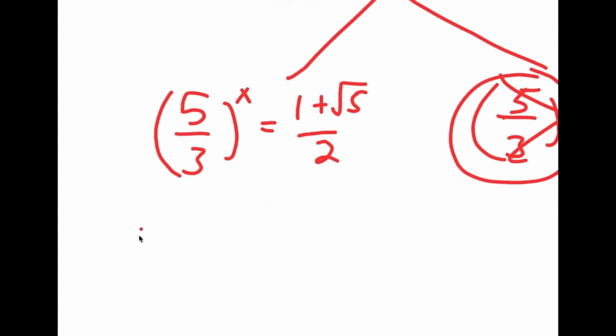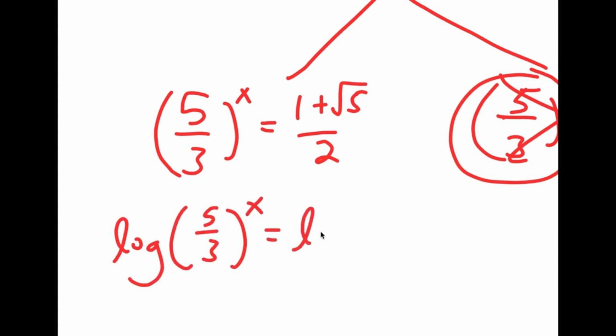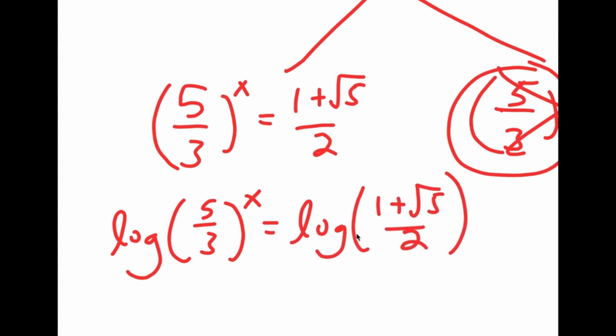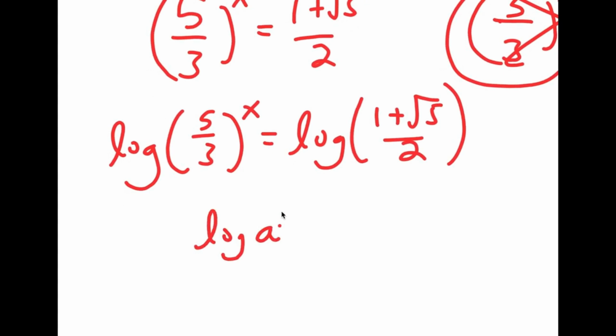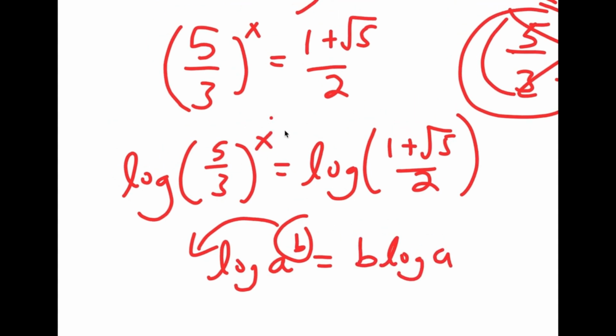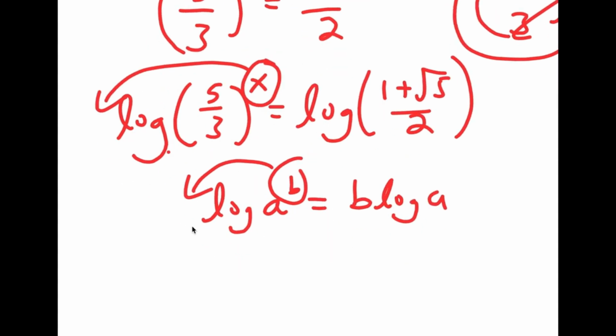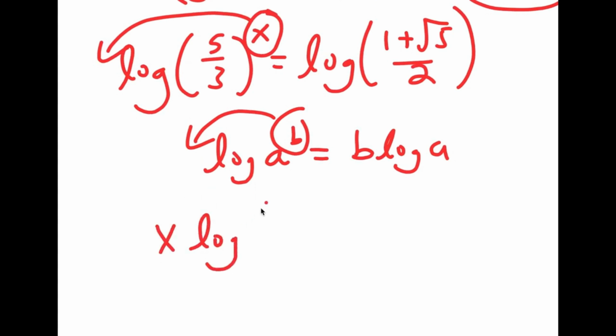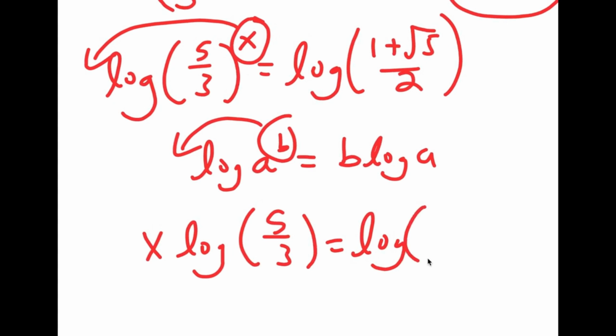Now for 5 over 3 to the power of x is equal to 1 plus the square root of 5 over 2. To solve this, I'm going to first start by taking the log on both sides. So I have log of 5 over 3 to the power of x is equal to log of 1 plus the square root of 5 over 2. And if I have something in the form log a to the power of b, I can move b to the front, so it's going to equal b times log a. So in this case, I have log of 5 over 3 to the power of x, and I can move x to the front, so I get x times log of 5 over 3 is equal to log of 1 plus the square root of 5 over 2.